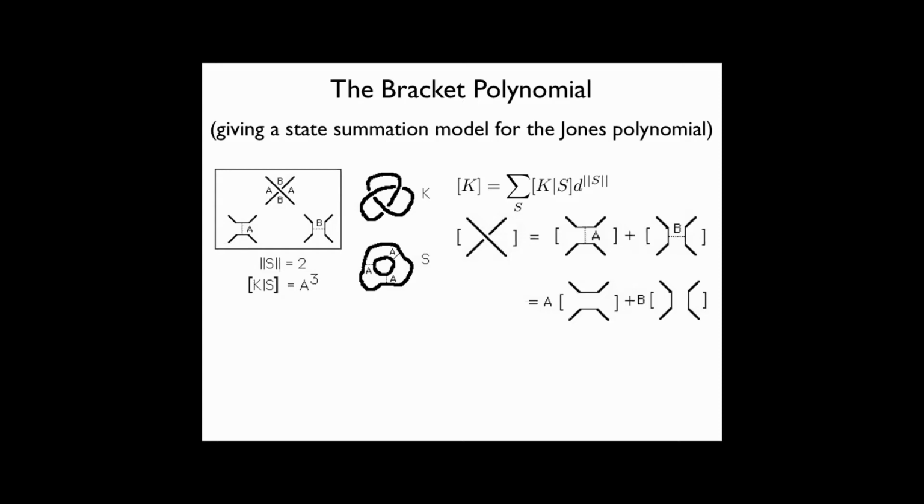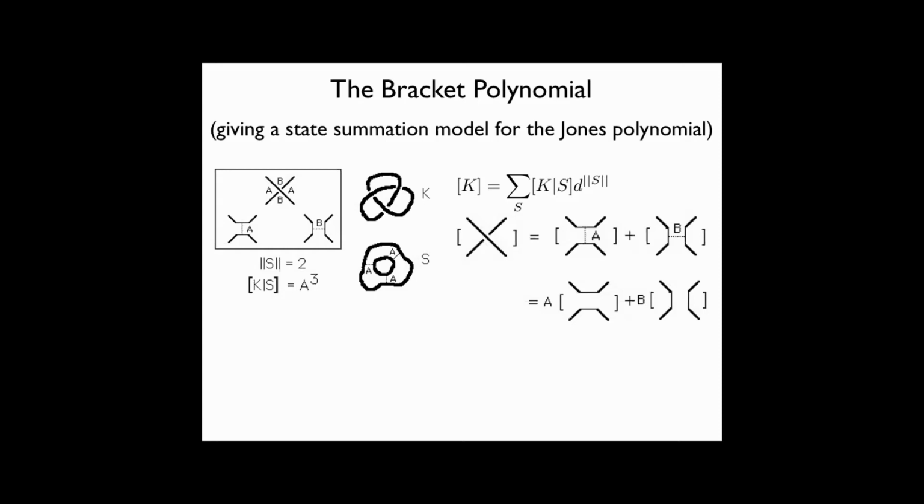The state I've illustrated here has all A smoothings. And then I count the number of loops in the state, and I call that norm S. And I count the product of the A's and the B's, and I call that KS. And then you can form the summation of KS times D to the norm of S. That's the products of the A's and the B's multiplied by D, another variable, raised to the number of loops. This is the unnormalized three-variable bracket polynomial.